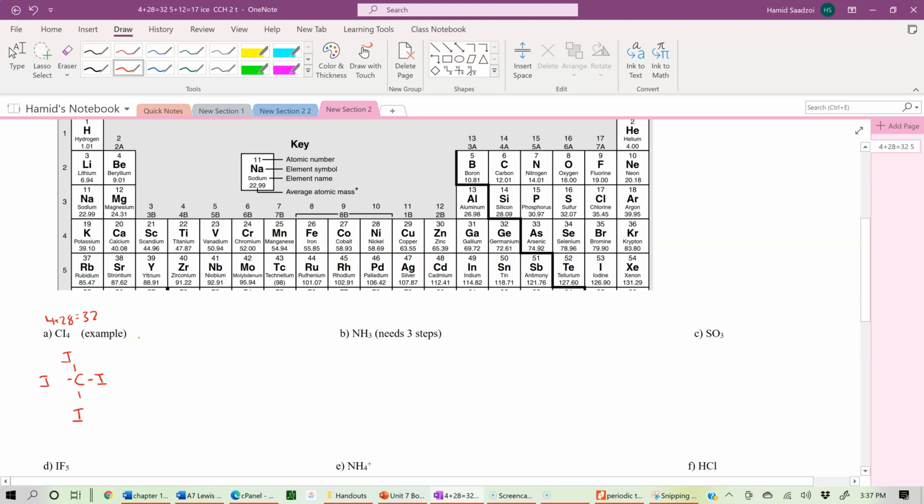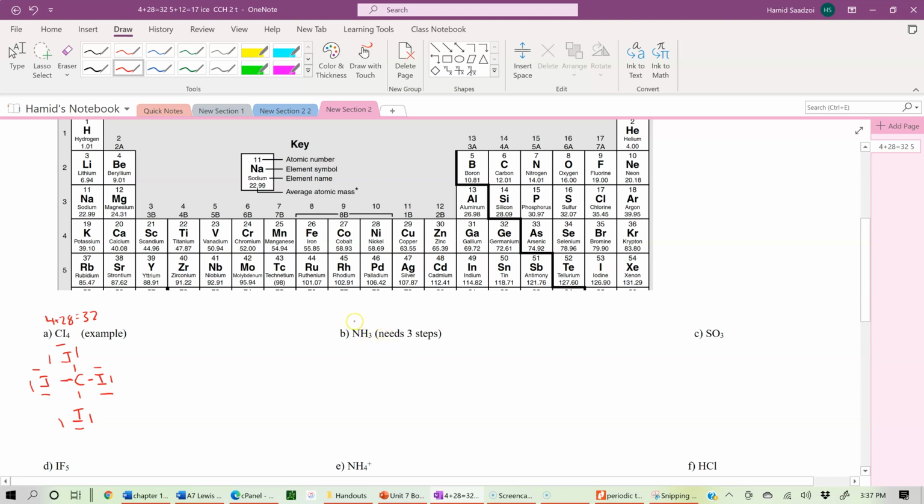Now I need to make sure everything has 8. I have a total of 24 more electrons, so I'm going to put all of them down. 2, 4, 6, 8, 10, 12, 14, 16, 18, 20, 22, 24. There's all 32 electrons. Everything has 8 that wants 8, so I'm done. That's the correct Lewis dot structure for CI4.